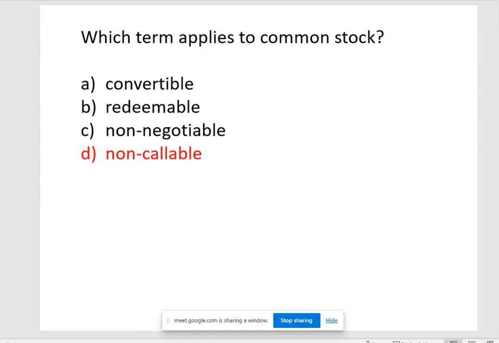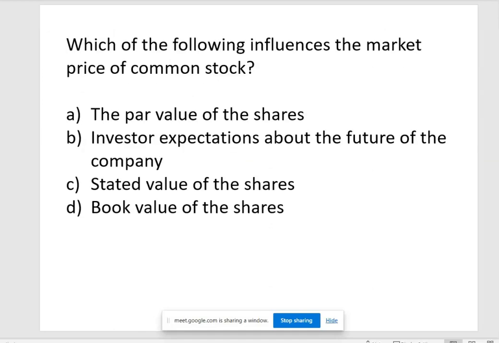Okay. All right. So has anyone got a question about that? As always, if you're not totally 100% sure, please feel free to type something in chat or unmute and say, "Hold on." Which of the following influences the market price of common stock? A, the par value of the shares; B, investor expectations about the future of the company; C, stated value of the shares; or D, book value of the shares.